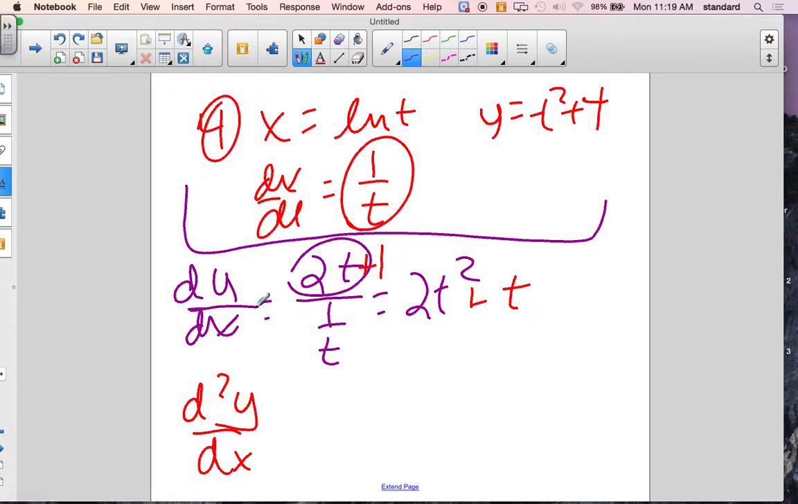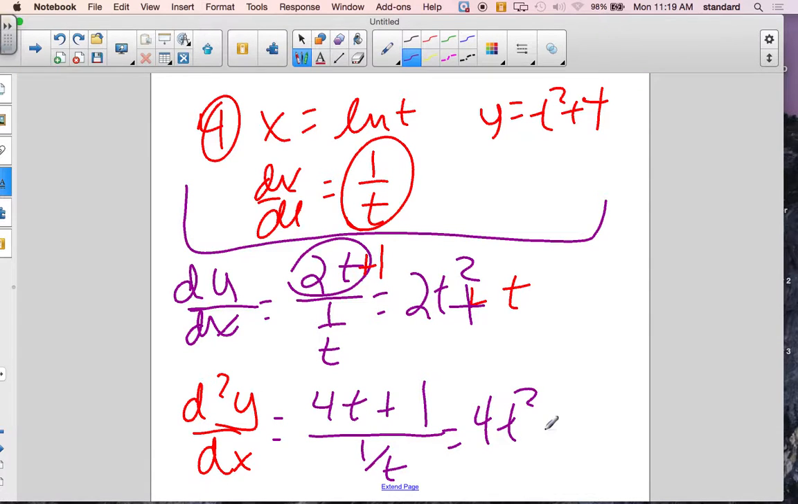Okay. So the second derivative, if you can read the first derivative, is 4t plus 1 over what? 1 over 2, 1 over t. And so you get 4t squared plus t.